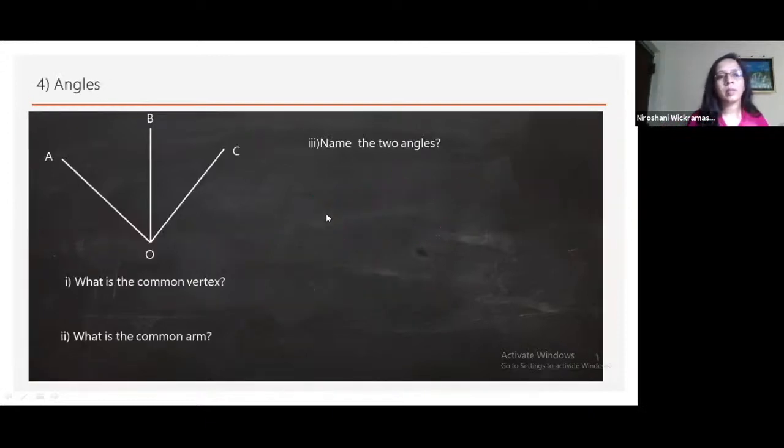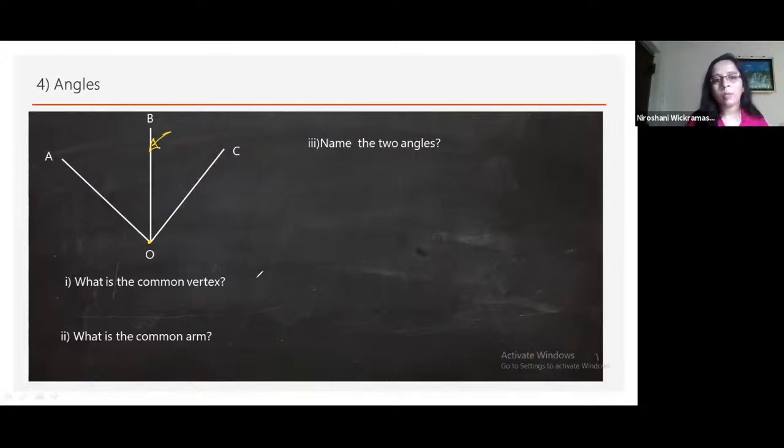This is related to the angles. Name the two angles. Before that, we have to write what is the common vertex. So what can you say about this angle? Adjacent angle. Adjacent means the special property of adjacent angles is that they have a common arm. This BO is the common arm. They have a common vertex. O is the common vertex. And the two angles lie on either side of the common arm.